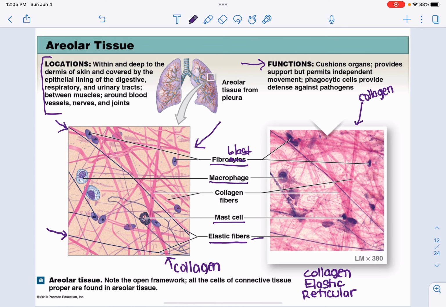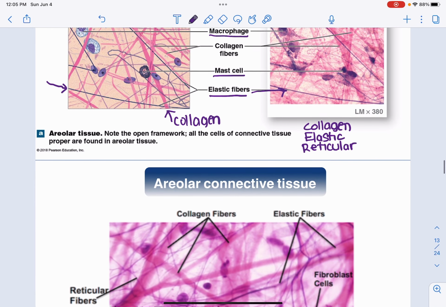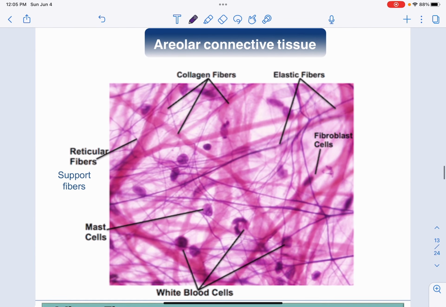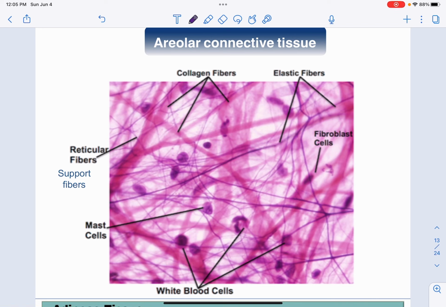And you can see one here. So when you look under the microscope, you want to try and train your eyes to identify these types of fibers. I don't think the reticular fibers are labeled on this slide, but I have another image that I like to use that has all of these fibers labeled for you.